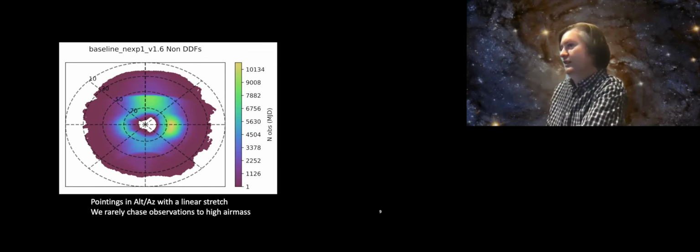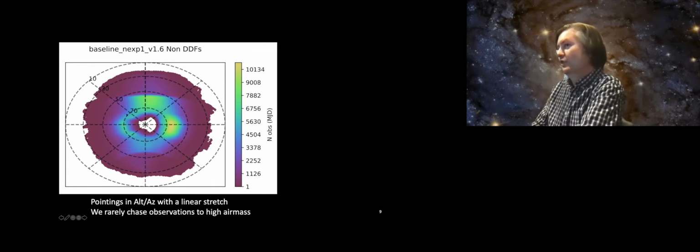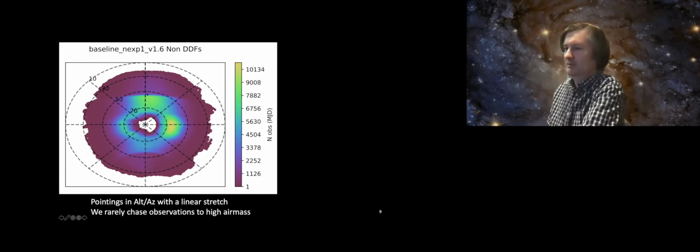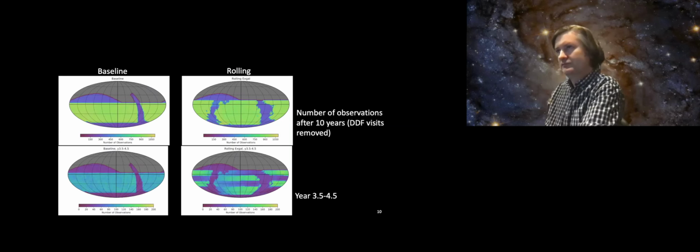We can look in alt-az space, and you can see here's where the telescope ended up pointing, and it is doing a good job. Because we're an alt-az telescope, we can't point at zenith. That would be a great place to look, but we can't physically point and track through there. So we're very rarely chasing observations to high air mass. We're doing a good job getting deep observations.